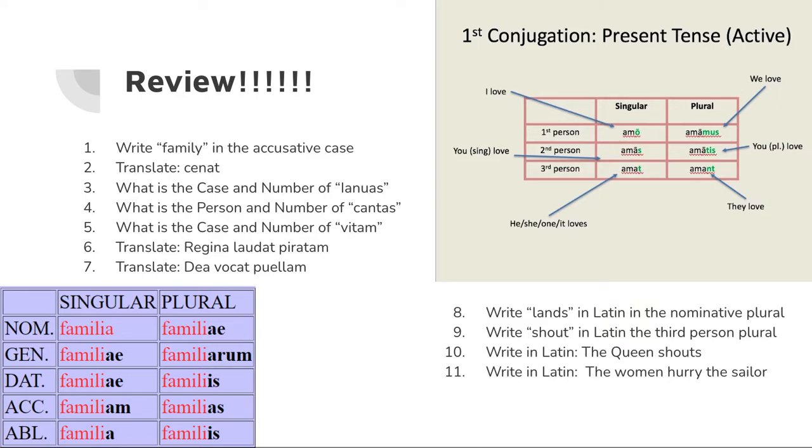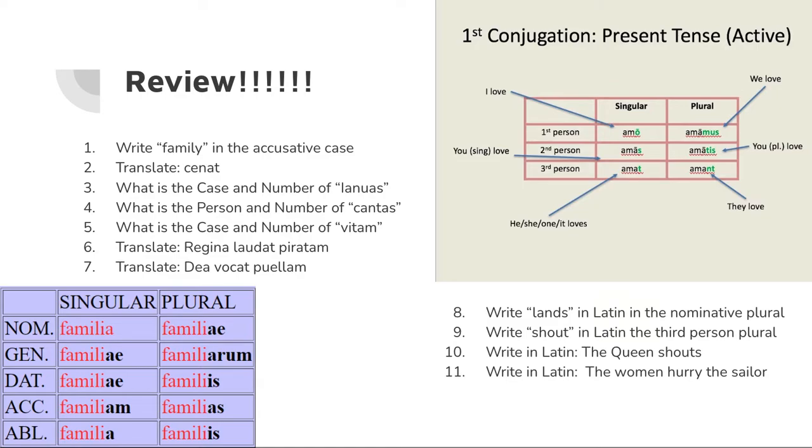Number 3, what is the case and number of ianuas? We know something that ends with as is accusative plural. So obviously the case and number is going to be accusative plural. On the chart on the bottom left, all the things on the left-hand side are cases, and the top two are numbers. Number means singular or plural, and cases means nominative, genitive, dative, accusative, or ablative. So ianuas would be accusative plural.